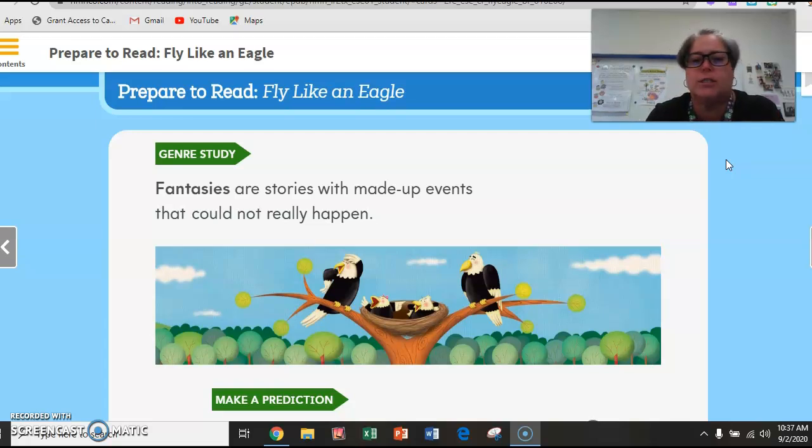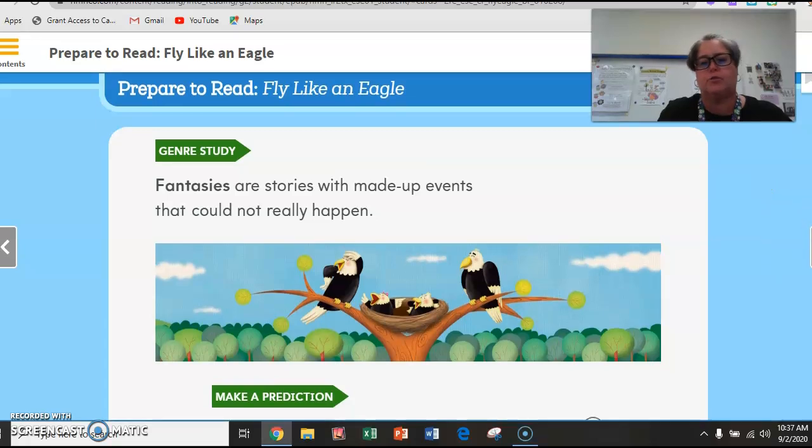Text evidence is just things we read in the text that give us clues about something that's going to happen in the story or about the way the character feels. We can get clues from the text evidence. So we're going to prepare to read Fly Like an Eagle. Remember this word right here, genre? The genre of this story is a fantasy. Remember, fantasies are stories with made-up events that could not really happen.